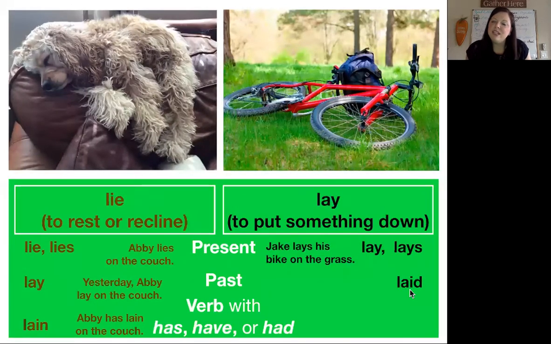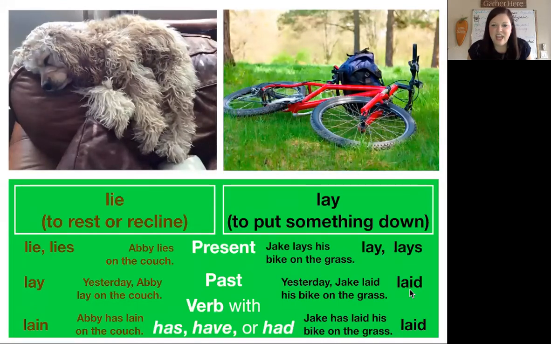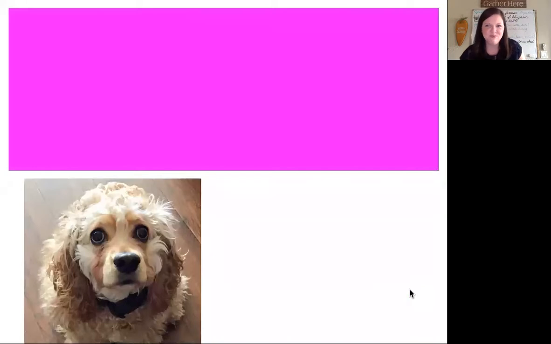Laid. That means to put something down in the past. It's already been put down. Yesterday, Jake laid his bike on the grass. Did you notice that key word yesterday? That kind of is a clue, that time order word there that tells us that it's happened in the past. It's already happened. And the last one, laid. Now that's kind of easy, laid. They both match. But this one, remember, is going to have one of those H brothers in front. Jake has laid his bike on the grass, like he's done it many times before. This slide is for lie and lay. The next one, going back to Abby again.